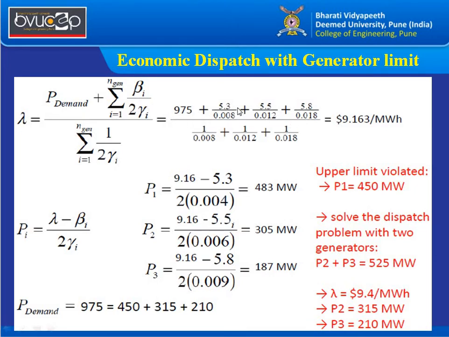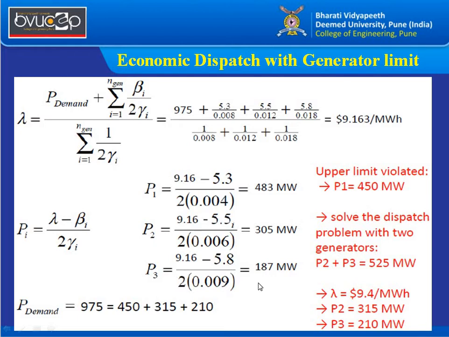We substitute the values as we have seen in the previous example, only the difference is that instead of 800 we now have 975 megawatt. When we do this calculation, which you have to carry on, it comes out to be 9.163 per megawatt hour. Similarly, we will calculate the power, which is given by lambda minus beta upon 2 gamma i. So P1 will be equal to 9.16, which is this lambda, minus 5.3. When we have this denominator factor, we get 483 megawatt. Similarly, P2 is 305 megawatt and P3, with 5.8 used as beta, we get 187 megawatt.